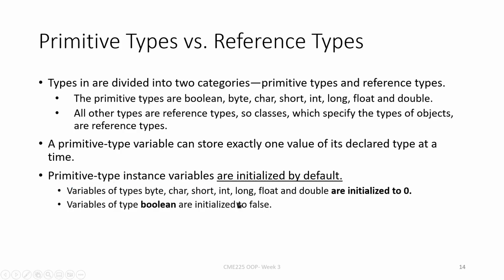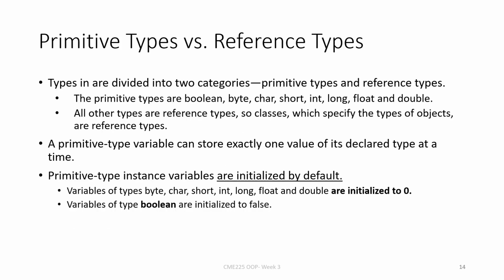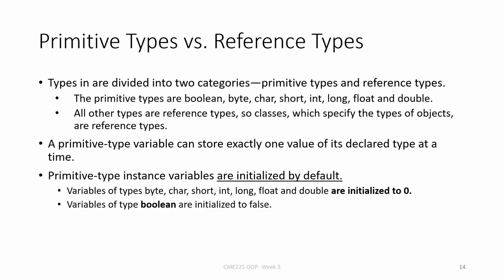Primitive type instance variables are initialized by default. For byte, character, short, integer, long, float, and double, they are initialized to 0. For the Boolean, false. On the other hand, reference type variables store the location of an object in the memory, and we can call them objects in a program. That object may contain many instance variables and methods, as we can see here. It is d1, but d1 is containing breed, age, and color, different variables.